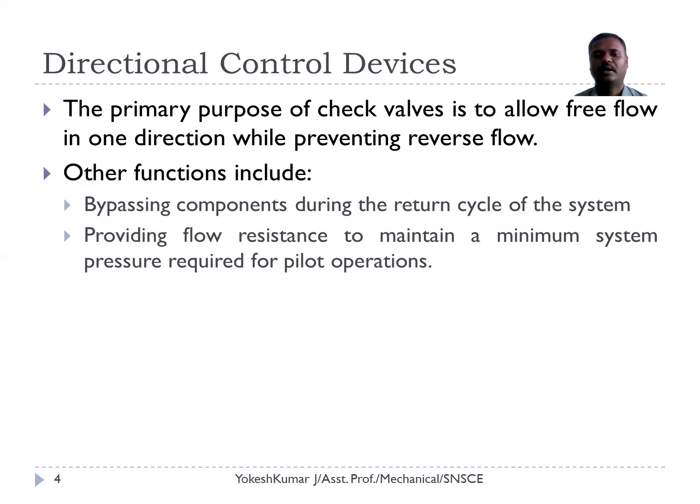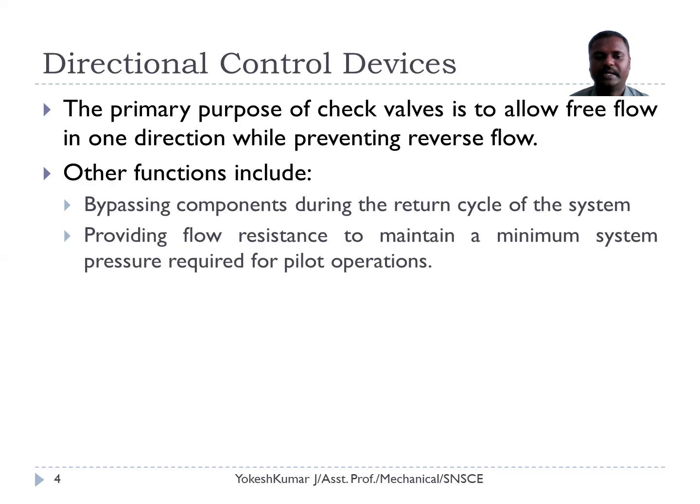One is bypassing the components during return cycle of the system. So many times we don't want to control the fluid parameters for the reverse cycle. We have to control only in the positive cycle. That can be accomplished with the help of check valve. And the second function is providing flow resistance to maintain the minimum pressure required for pilot operation.